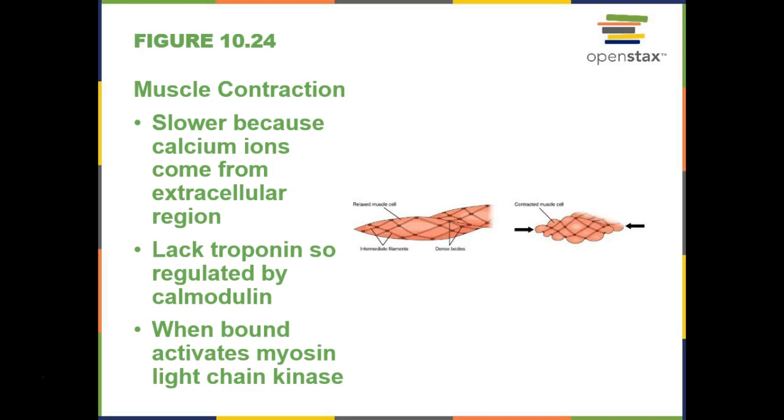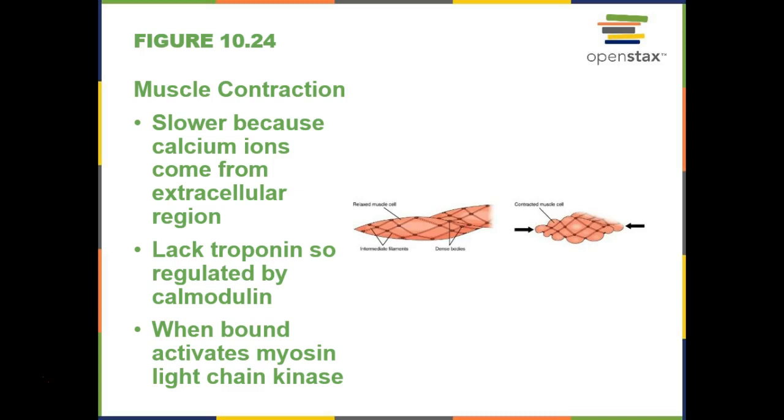The muscle contraction is much slower, and the reason for this is smooth muscle has no sarcoplasmic reticulum, so all of the calcium has to move in from the extracellular region. And there's no troponin, so we don't have that regulation by the troponin. Instead, we regulate smooth muscle by calmodulin.